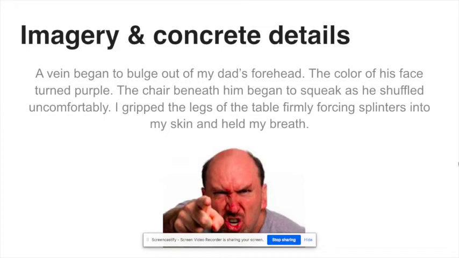A vein began to bulge out of my dad's forehead. The color of his face turned purple. The chair beneath him began to squeak as he shuffled uncomfortably. I gripped the legs of the table, firmly forcing splinters into my skin, and held my breath. So there's a lot more going on in this statement versus my dad was angry. You can actually see what he looks like. You can imagine what it sounded like in the room or what this character felt like as they were kind of bracing for their dad's eruption of anger.